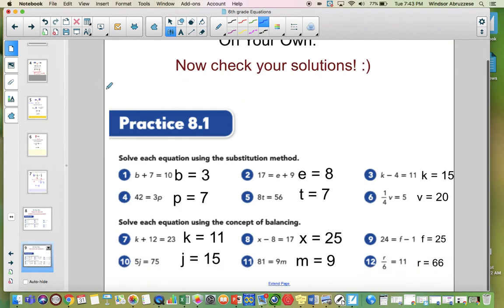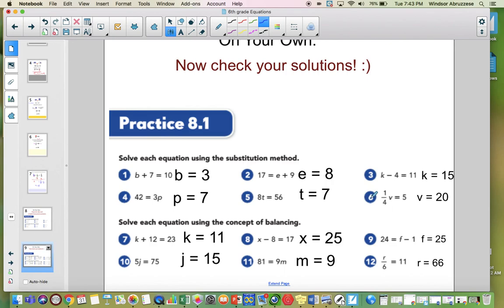Okay, here are the answers that you should have got for all 12 problems. This one, you should have minus 7 from both sides. This one, number 2, you should have minus 9 from both sides. Number 3, the opposite of minus 4 is plus 4 on both sides. Number 4 is 3 times p, so you divide both sides by 3. Number 5 is 8 times t, so you divide both sides by 8.